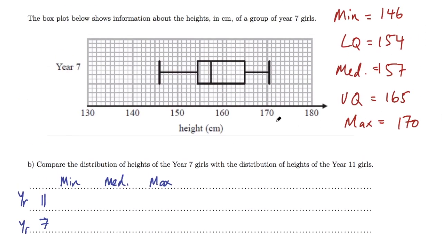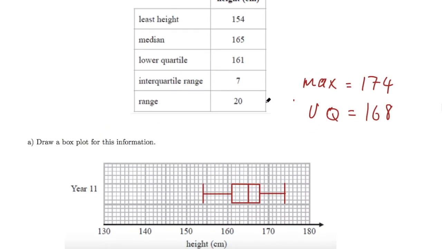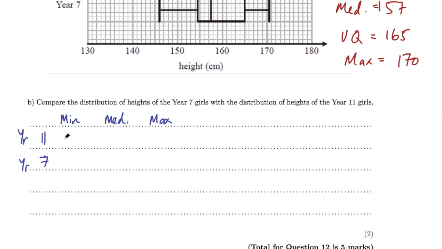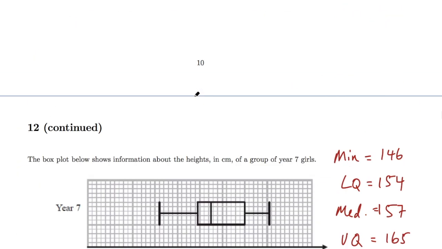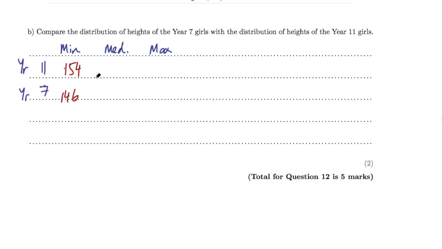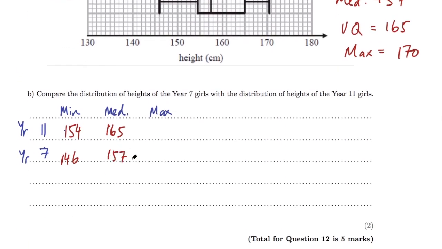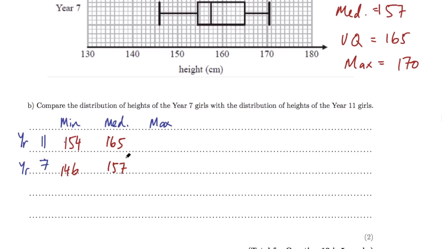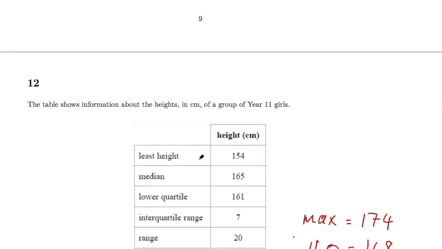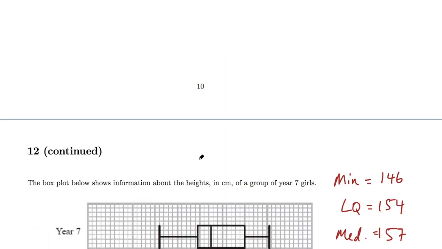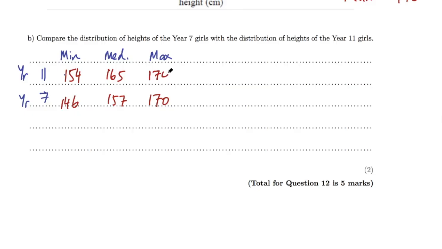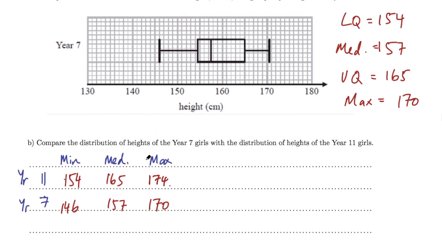So the minimum for the year 11s was 154 versus 146. The median was 165 versus 157. And the max was 170 versus 174. Okay, and you can make a table for all of those, the lower quartile and the upper quartiles included.